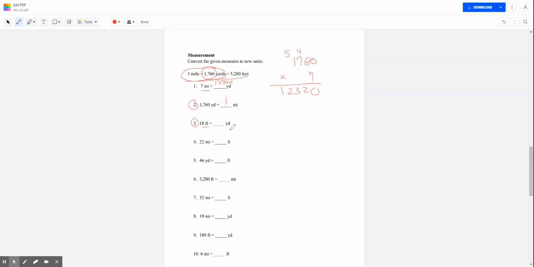3 feet to yards. So we know that 1,760 yards is equal to 5,280 feet. And when we divide both of the values by 1,760, we get 1 yard is equal to 3 feet. And we're going to use this to solve number 3 since it's easier this way. So we're going to convert feet to yards. So we're going to have to divide by 3. And 18 divided by 3 is just 6. And that's our answer, 6 yards.